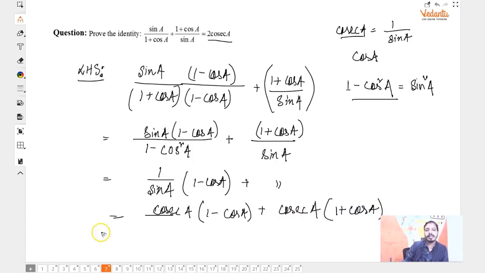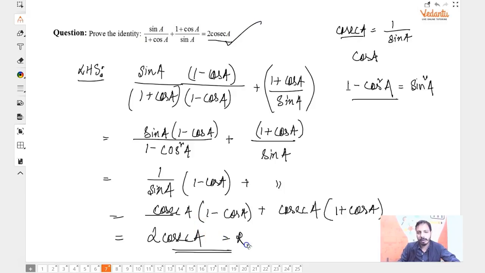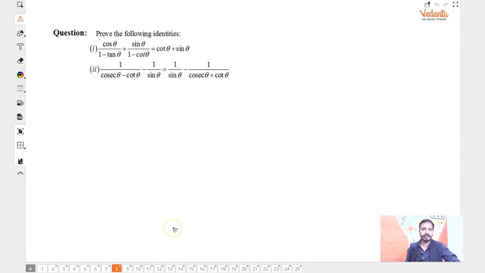Now if I break this, I will get 2 cosec A, because this term and this term will get cancelled. So this is how you can prove this. Got it, guys? Just break it and you will see these 2 terms will get cancelled, and what is left is the right hand side. Okay, fine. So let me go to the next question.